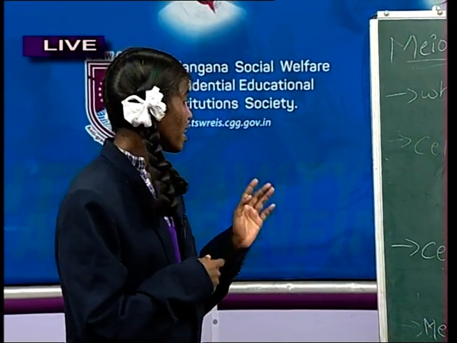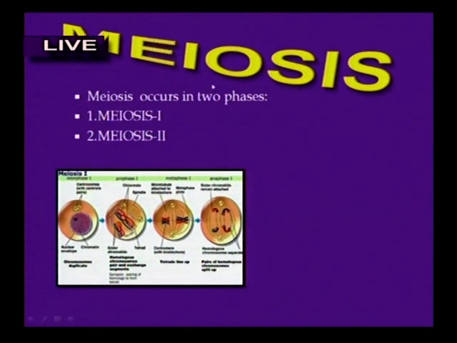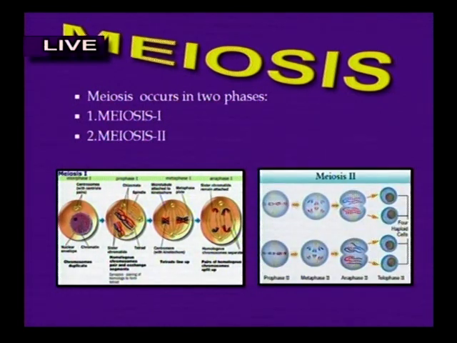Yes, friends, you are absolutely right. In meiosis 1, the chromosomes duplicate and the homologous chromosomes exchange genetic information. So, then what is meiosis 2? In meiosis 2, the daughter cells divide again and the splitting up of sister chromatids takes place. This is meiosis 2.